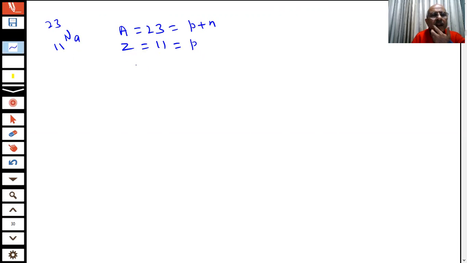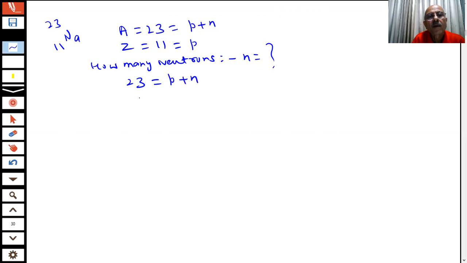How many protons are there? 11. Then how many neutrons will be there? Tell me. What is the value of N in this case? 23 minus 11. That means 12 neutrons. Therefore, I can say that there are 12 neutrons and 11 protons.